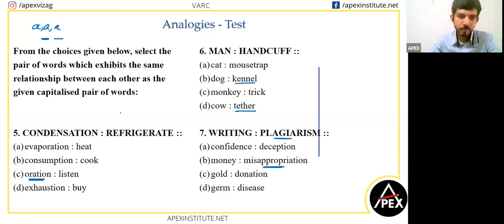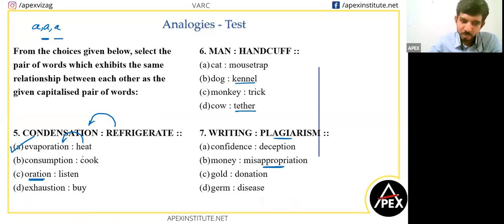Okay, so shall we solve? Condensation is caused by refrigeration. Okay, so we are going in reverse. Refrigeration causes condensation. We are all engineers, so we've studied this. Heating causes evaporation. So I don't think anyone got this wrong. First one was okay for almost all, right?